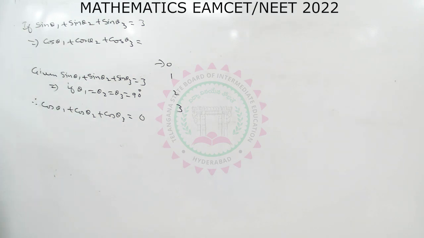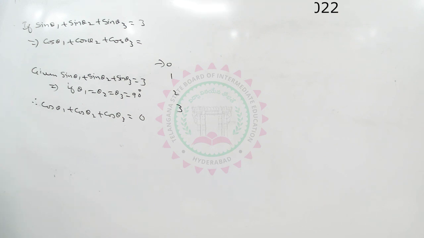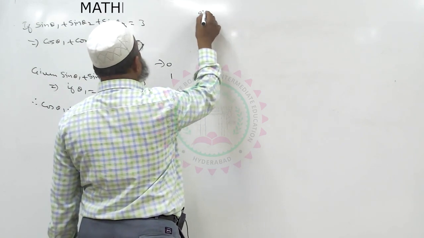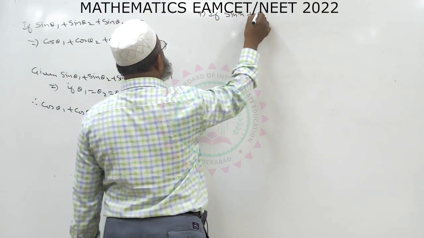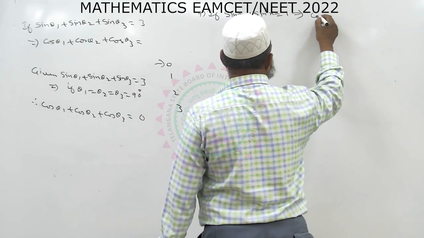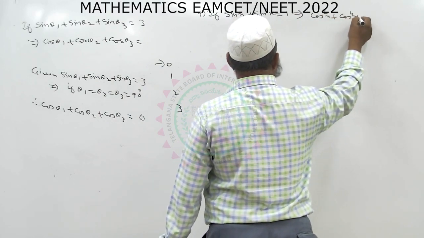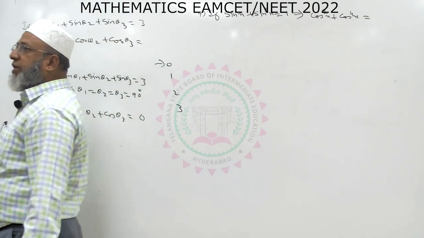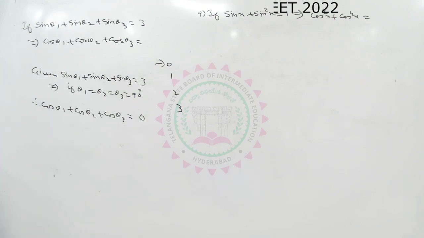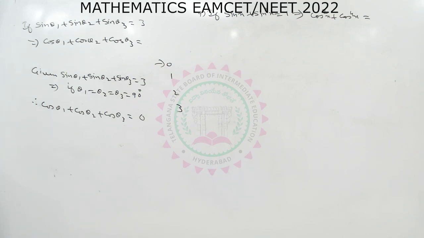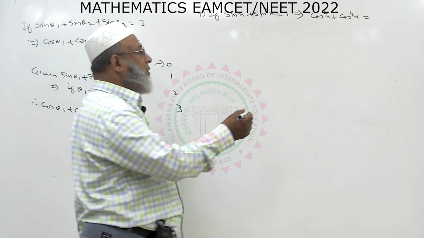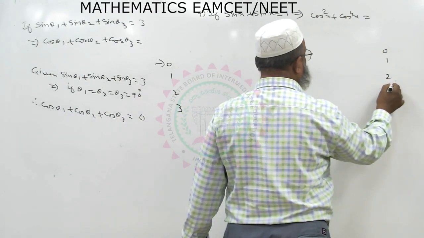If sin x plus sin square x is equal to 1, it implies that cos square x plus cos 4x is equal to, options 0, 1, 2, minus 1.